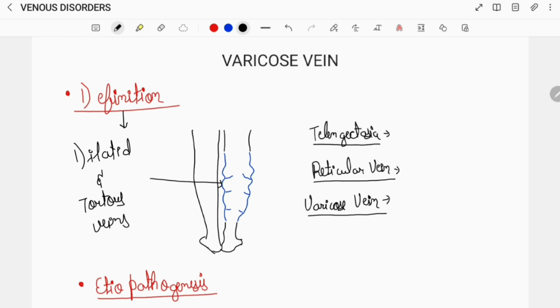Now, what you need to remember is that based on the diameter of dilatation, there are three terms. If the dilatation is less than 1 mm, it is known as telangiectasia. If it is between 1 to 3 mm, it is known as reticular veins. And if it is more than 3 mm, then it is known as varicose veins.